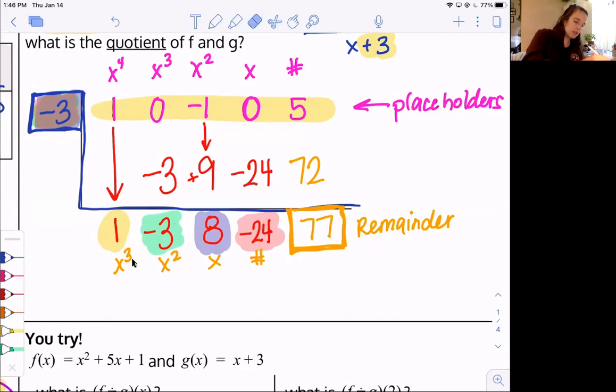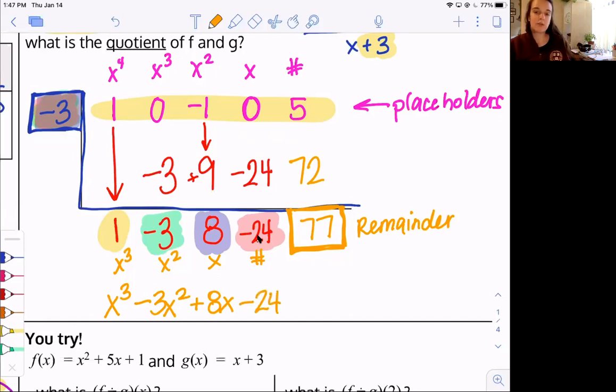Let me move this over actually. x to the third. And then this is minus this time. So I'm going to do minus 3x squared. And then I have positive 8x. So plus 8x. And I have negative 24, minus 24.